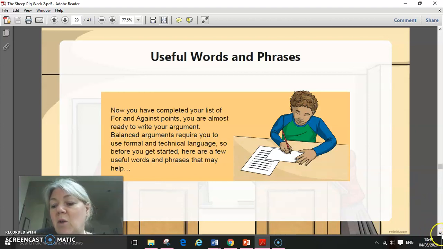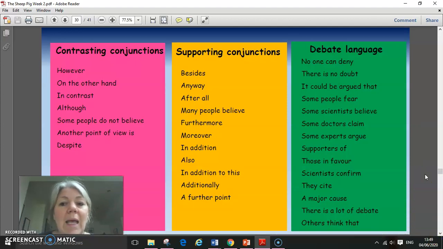So to help you with that, in the Google Drive you will find this document here, which has some examples of debate language. It has some supporting conjunctions where you want to add more information to your argument. It's also got some contrasting conjunctions where you want to say the opposite, or where you want to oppose the argument. So that's in the Google Drive for you to access, and it might be helpful when you're writing this piece of writing this week. In the debate language, where you can see the words scientists and doctors and experts, they're all interchangeable. You can change those around as you see fit. It's just some ideas there to get you using some of that formal debate language.